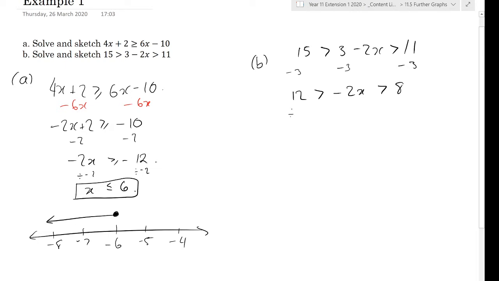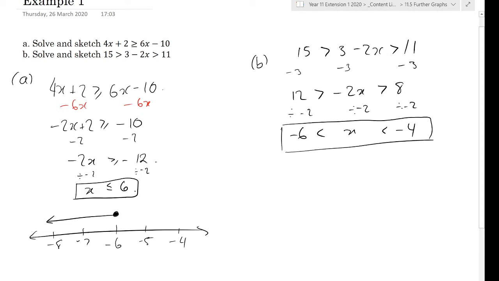Now we're going to divide both sides by -2, or all three sides by -2. So divide by -2, divide by -2, divide by -2. Now when I divide, it swaps my signs around. x is in the middle, -4 and -6 like that. And that gives me a much better statement: x is between -6 and -4. Okay, and so that's how we do those ones.